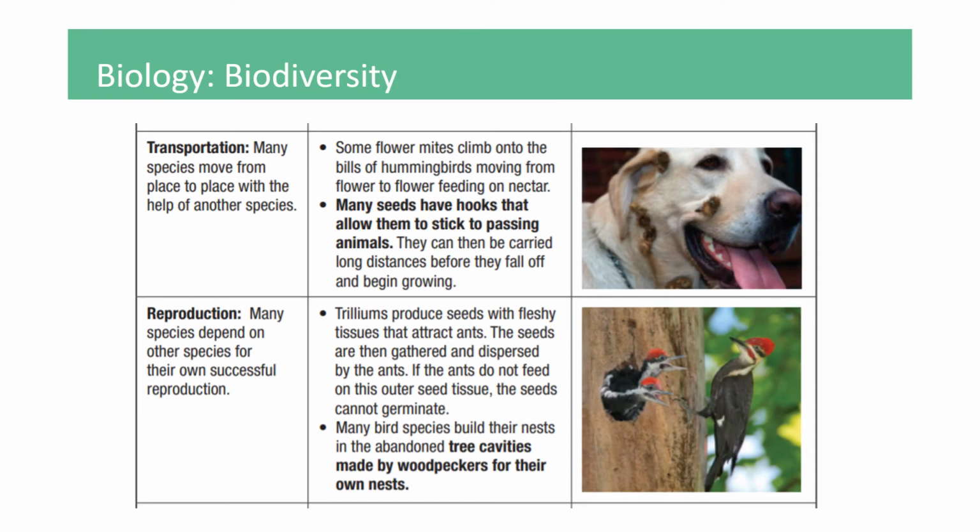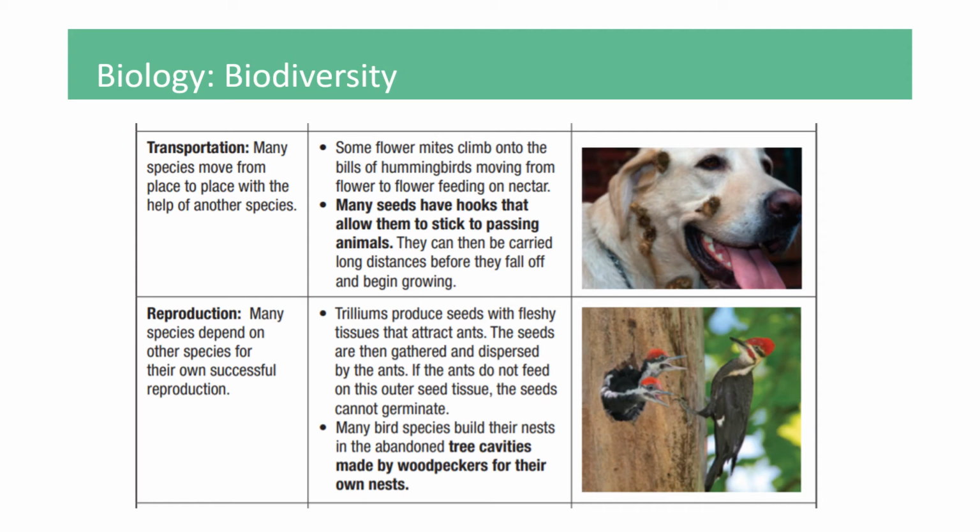Transportation. Many species move from place to place with the help of another species. Some flower mites climb onto the bills of hummingbirds, moving from flower to flower, feeding on the nectar. Many seeds have hooks that allow them to stick to passing animals. They then can be carried long distances before they fall off and begin growing. Oh, that's why weeds grow where they do.